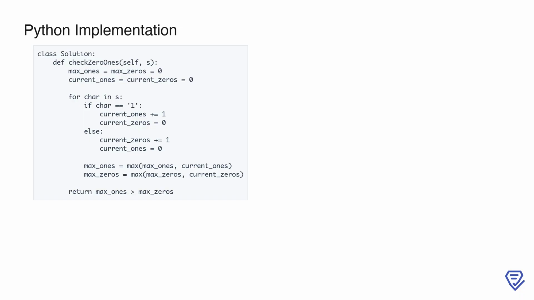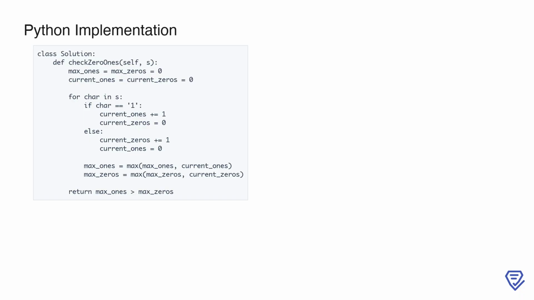The loop iterates through each character in the string. If the character is 1, we increment current_ones and reset current_zeros to 0, as the streak of zeros is interrupted. Conversely, if the character is 0, we increment current_zeros and reset current_ones. After updating the current streak, the code updates max_ones and max_zeros by comparing them with the respective current streaks, ensuring that the maximum lengths are always up to date.